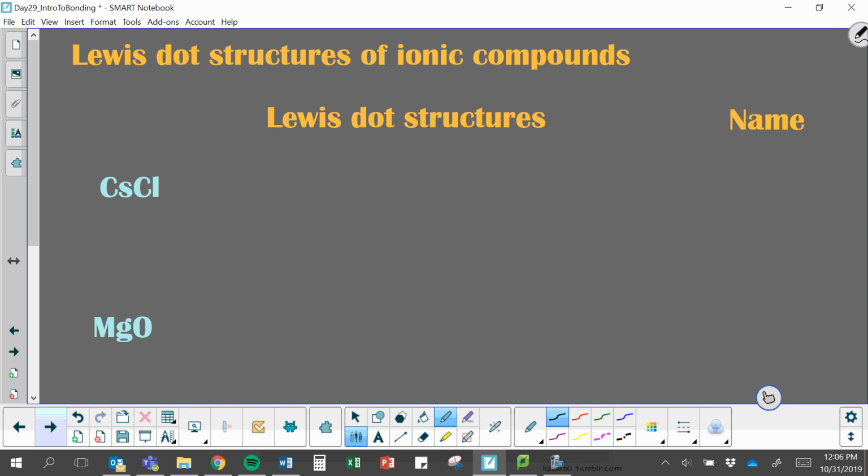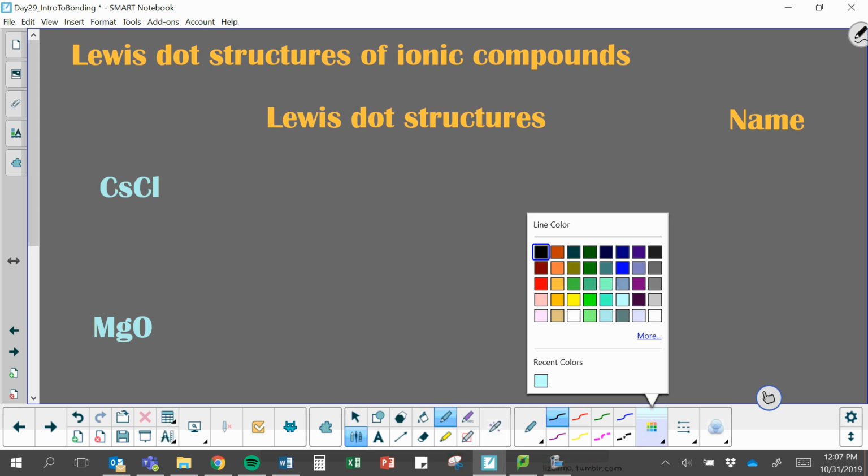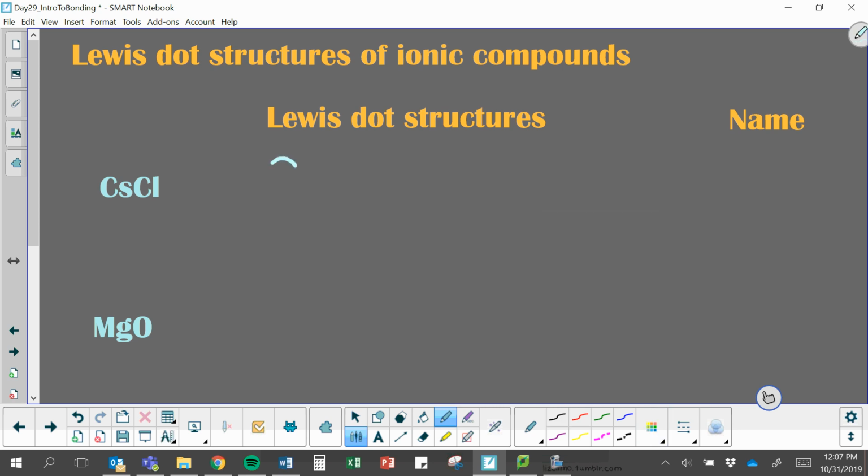So we look at, for this first one, CsCl. Cs is cesium. If we look at cesium, how many valence electrons does it have? It has 1. And chlorine has how many valence electrons? 9. Nope, try it again. 7. So 1, 2, 3, 4, 5, 6, 7. What's going to happen when these bond?